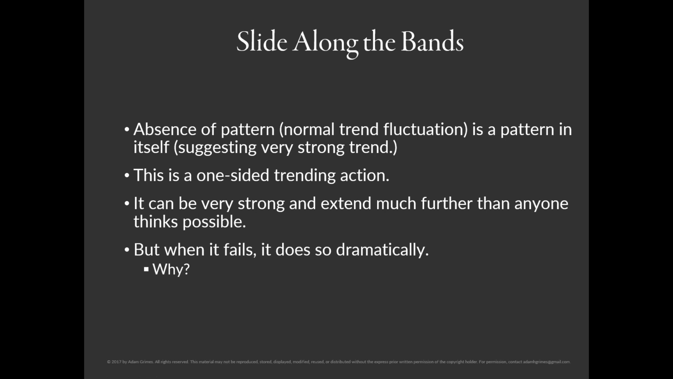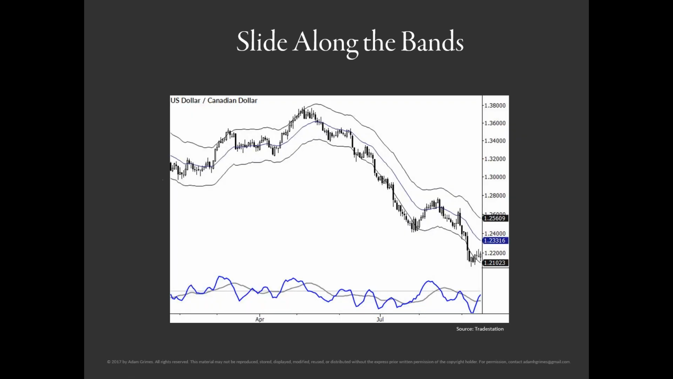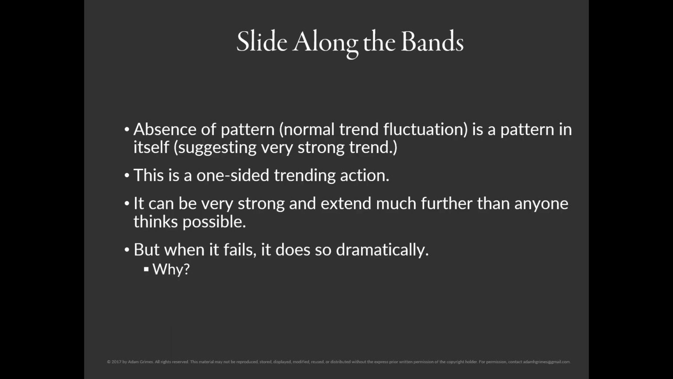And what you see with this slide along the bands trend is a breakdown of that normal alternation. I'm going to go back to the previous slide. Rather than the market making waves up and down, like I said at the beginning of this presentation, it just grinds down, down, down, and presses. Many of these normal swings that we see are absent in this kind of price action. And this absence of those fluctuations is also a pattern in itself. It suggests a one-sided market.